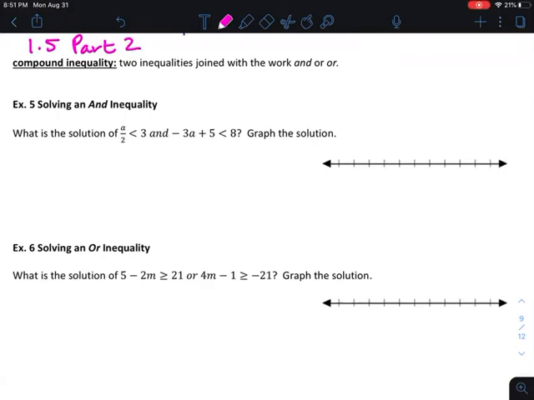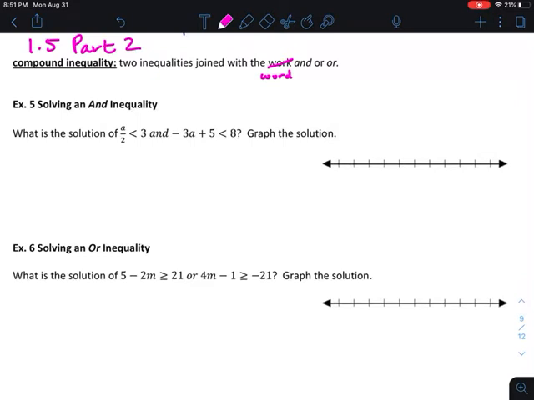Section 1.5 continued, Part 2, talking about compound inequalities. If you are in English class and you talk about a compound sentence, it's when you take two complete sentences and combine them with the words and or some sort of conjunction. A compound inequality is two inequalities joined with the word and or the word or. I have a typo on the slide.